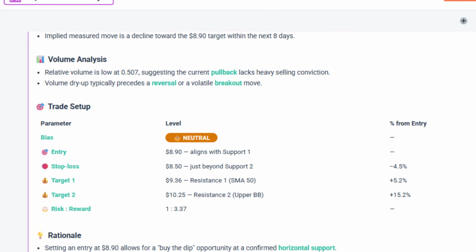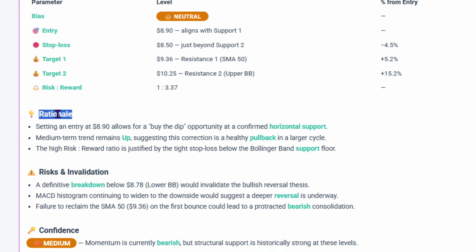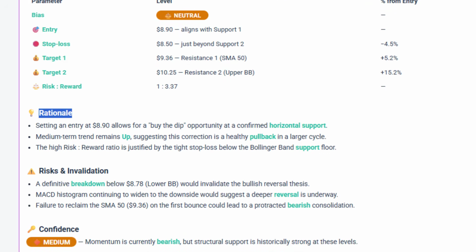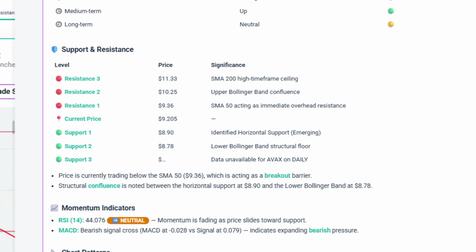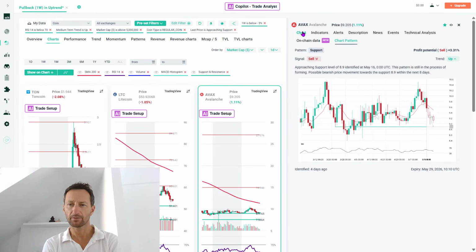All right. So the trade setup here would be an entry at $8.90, which is a support level. Here's a stop loss level, and my risk reward would be 1 to 3.4. Let's round it. So that's an attractive risk reward ratio. It explains the rationale, right? And so yeah, this looks interesting.